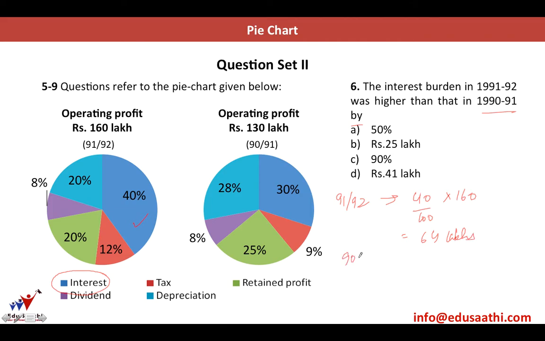Similarly, in 90 and 91, the interest burden was 30% of 130 lakh. So this comes out to be 30 divided by 100 into 130, which is nothing but 39 lakhs. And once you find out the difference between these two, this is nothing but 25 lakhs. So this is what has been asked in the question, and the correct answer option is the B part here.